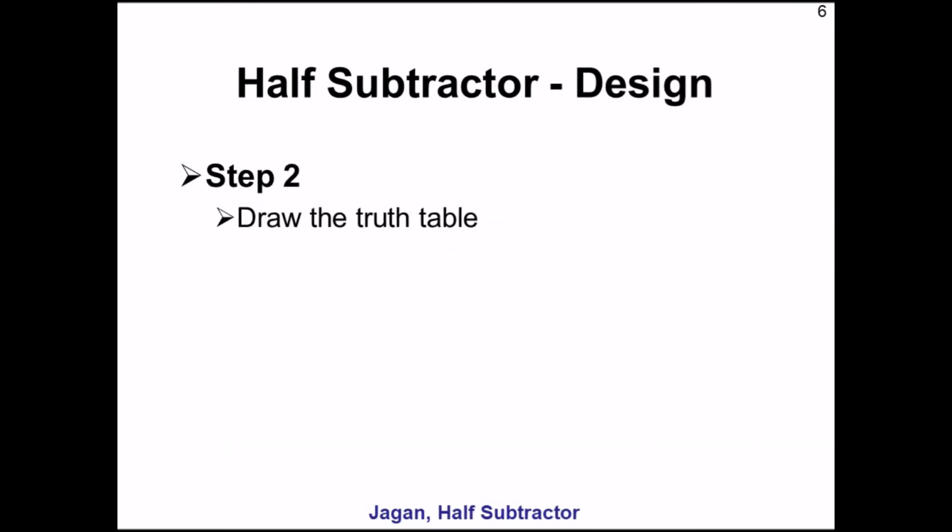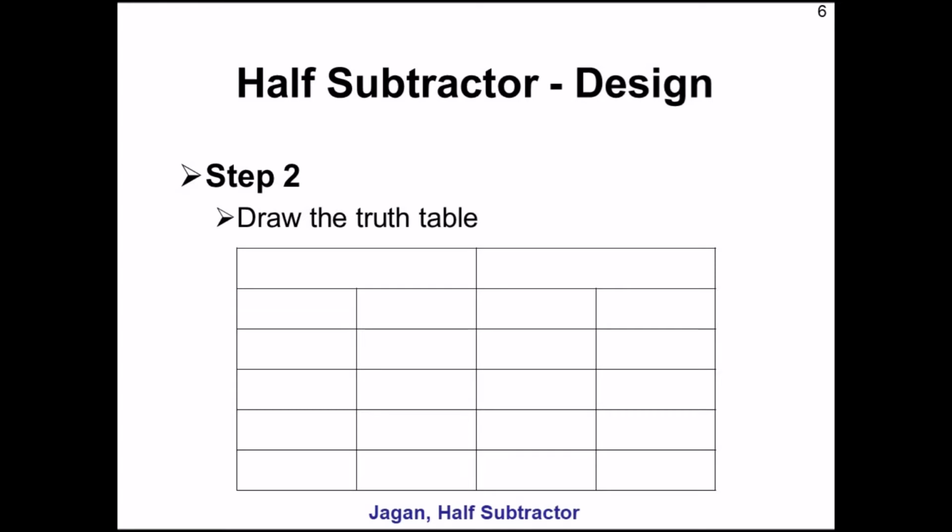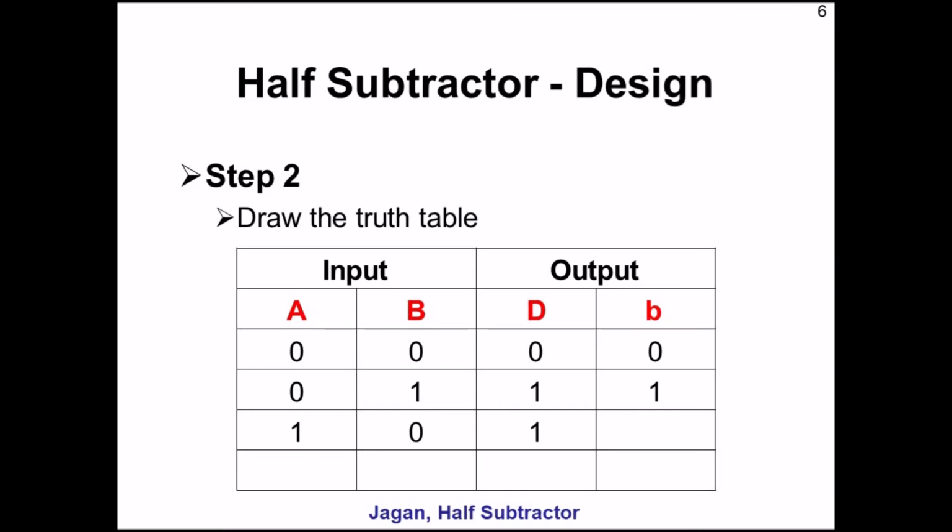Next, step 2, draw the truth table. So, A and B are my inputs, D and small b are my output. So, if I have my input 0, 0, my difference is 0, I don't have any borrow. If I have 0, 1, my difference is 1 and my borrow is 1. If I have 1, 0, my difference is 1 but my borrow is 0. So basically it is A minus B, right?